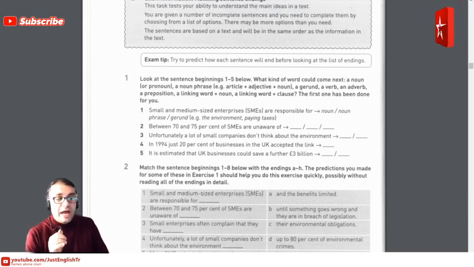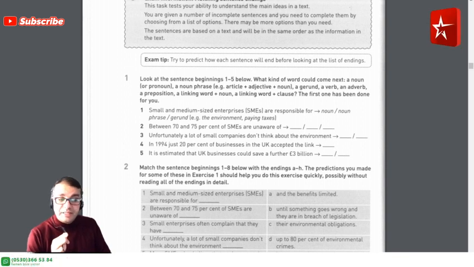Unfortunately, a lot of small companies don't think about the environment, which could complete the sentence. Therefore, what we allow most probably is using it like this: their responsibilities. And we are using prepositions here. Let's go to number 5.